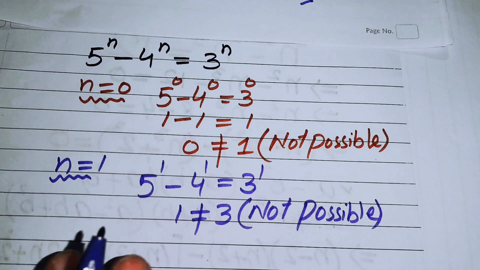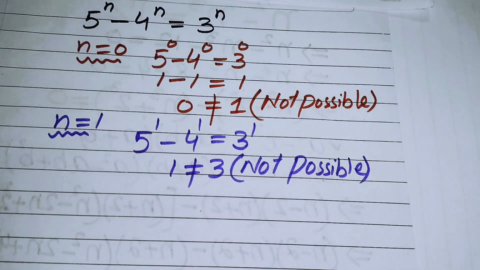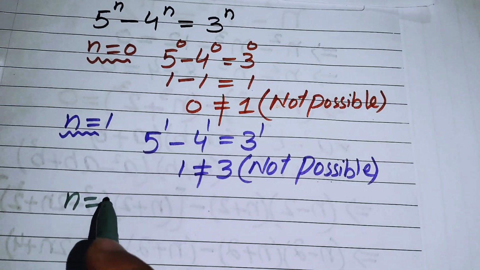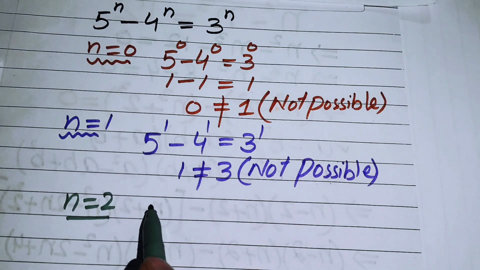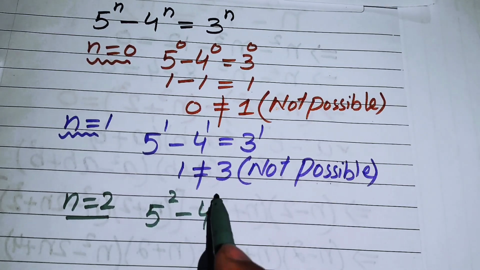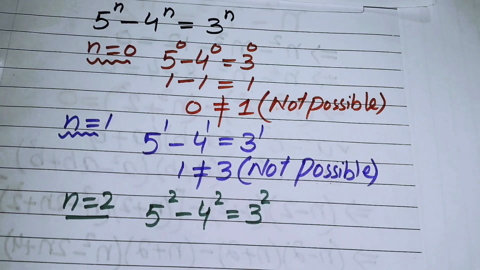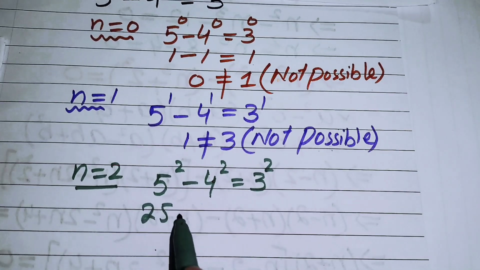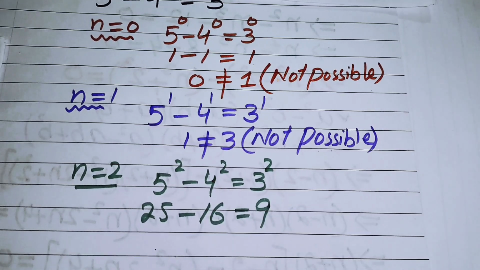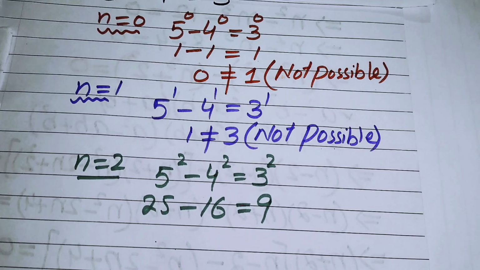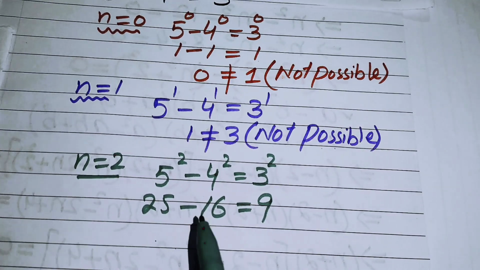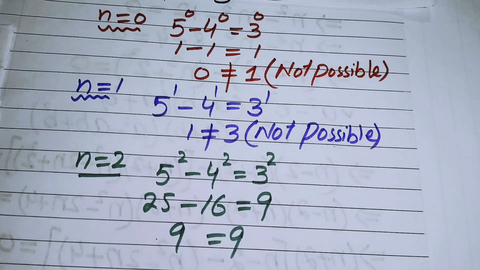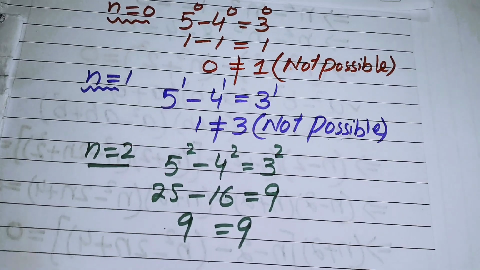And we move towards n equals to 2. So now we substitute n equals to 2 in the question statement, and you get 5 square minus 4 square equals to 3 square. And we know that 5 square is 25, 4 square is 16, and 3 square is 9. So 25 minus 16 is equal to 9, and it is equal to 9. So this holds. So we say that n equals to 2 is the solution of the given question.